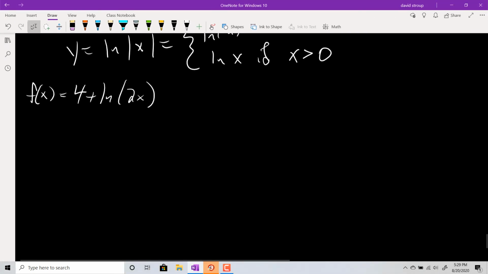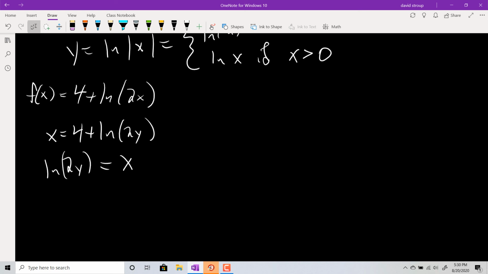All right, so I'll say x is equal to 4 plus ln of 2y, and I want to solve for y. So I'm going to move the 4 to the other side. Ln of 2y equals x minus 4. Oh, this ain't so bad. And then you just, e to the x minus 4, using the definition of the natural log, equals 2y. And so y equals e to the x minus 4 over 2.